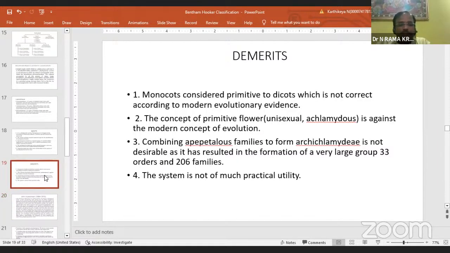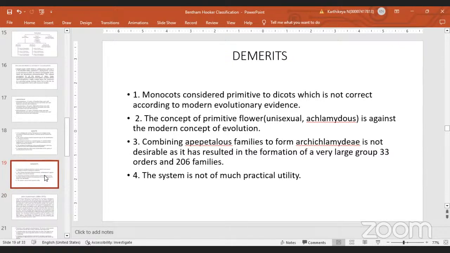Now, Engler's classification. Any doubt in this one? Sir, so far, so good.